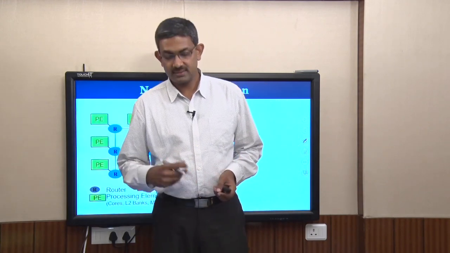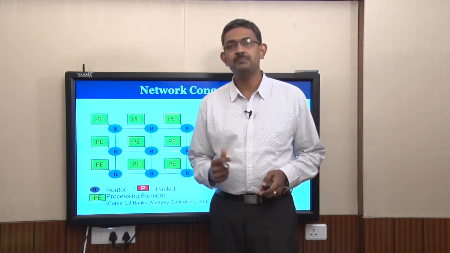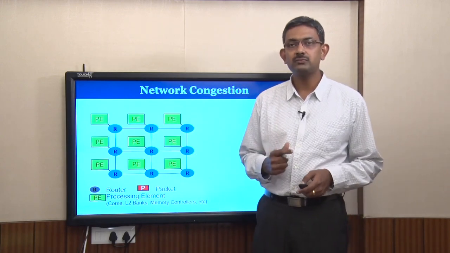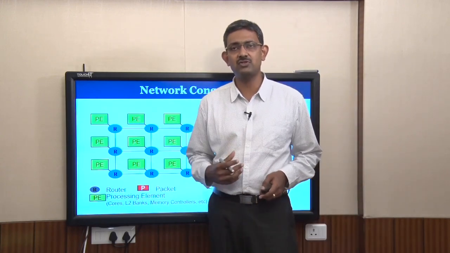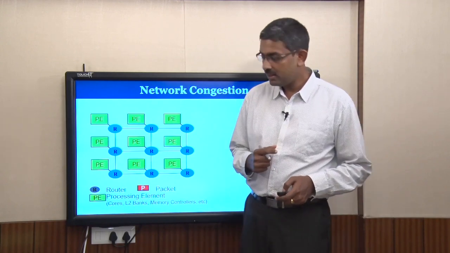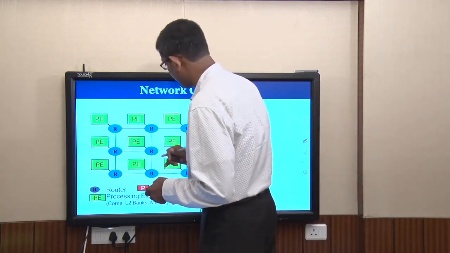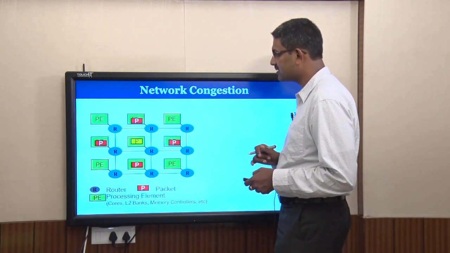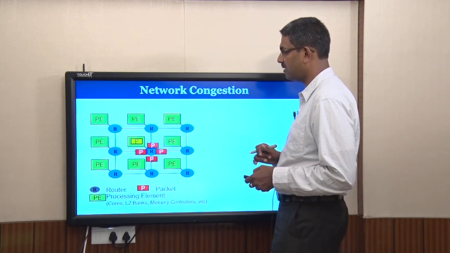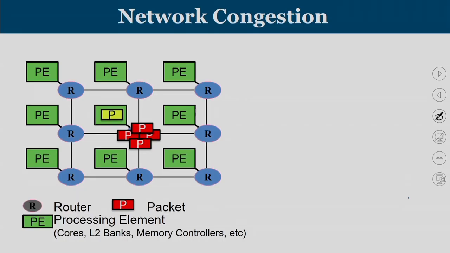Now let us try to understand another problem, network congestion, and how research work proposed in this domain has addressed this issue. Try to see what network congestion is here. We have packets starting from various processing elements and all of them are coming to one point. So there are too many packets in the router buffer, leading to a scenario where the locally created packets, you see the LO packet, cannot make any progress because injection is suppressed.